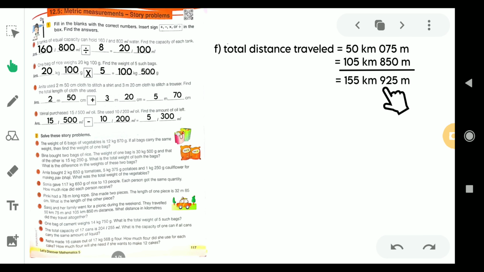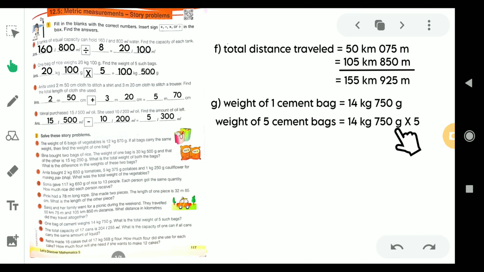Let's move on to the next question, that is G. One bag of cement weighs 14 kg 750 gram, and what is the total weight of 5 such bags? So this is the weight of one cement bag, that is 14 kg 750 gram, and we want the weight of similar such 5 cement bags. So for this we multiply the weight of one cement bag by 5, so it is 14 kg 750 gram multiplied by 5. So when you multiply, you would get 73 kg 750 gram. So this is the weight of 5 such cement bags.